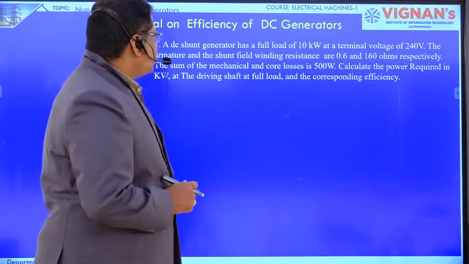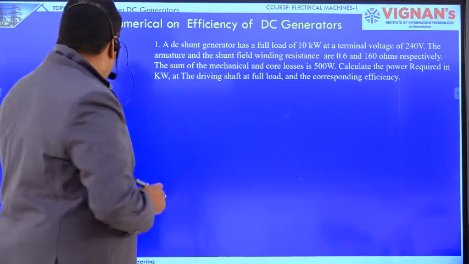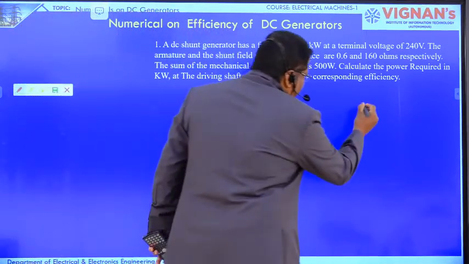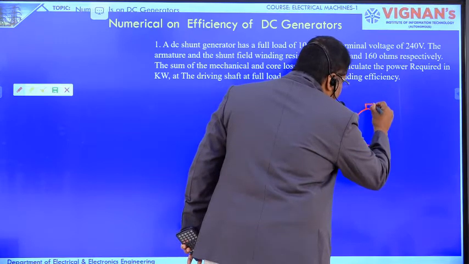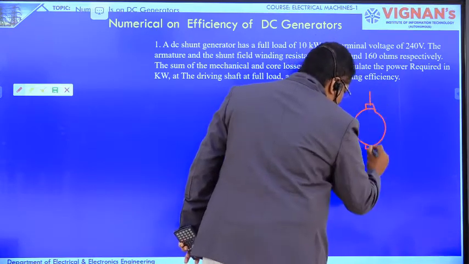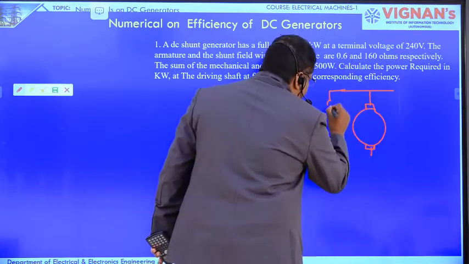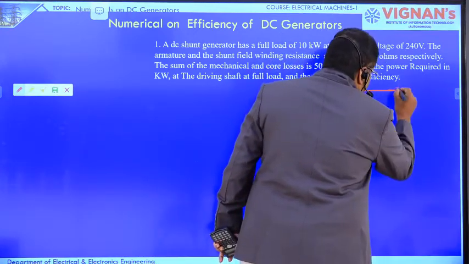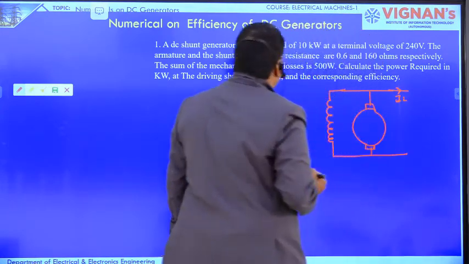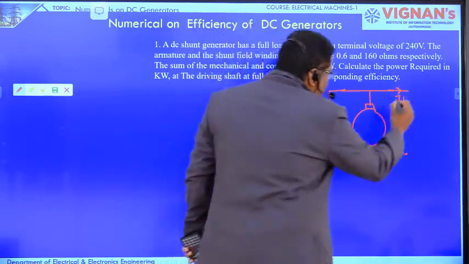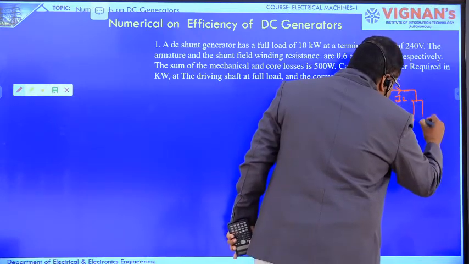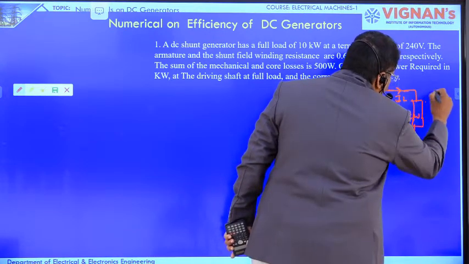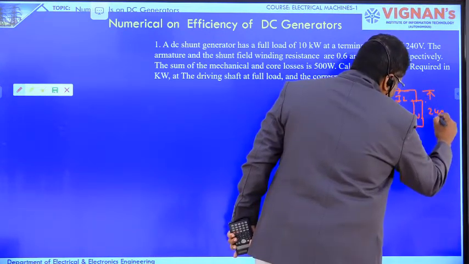See here, it is given that it is a shunt generator. So first you have to draw the shunt generator equivalent circuit diagram. This is the armature. This is the field winding. This is the load current. How much load is connected? The load is connected as 10 kilowatt at a voltage of 240.